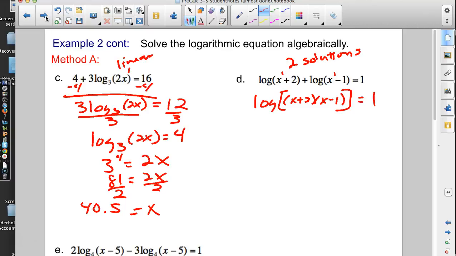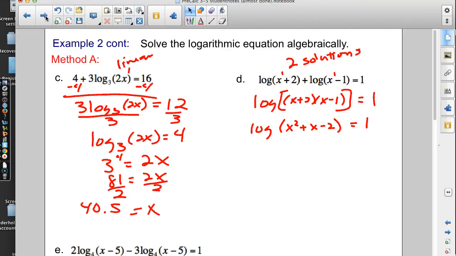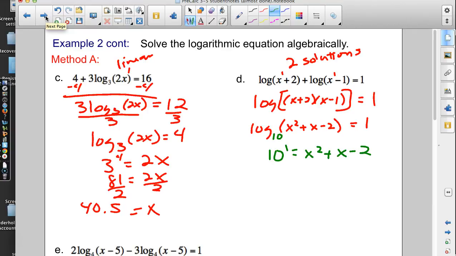Yuck. Oh yeah, they're not all pretty. So do a little FOIL action in there. X squared minus 1x plus 2x minus 1. Oh, no base. What is there? 10. Yeah, common log. Base 10. Oh, I like that. 10 to the first equals x squared plus x minus 2. That's just 10.